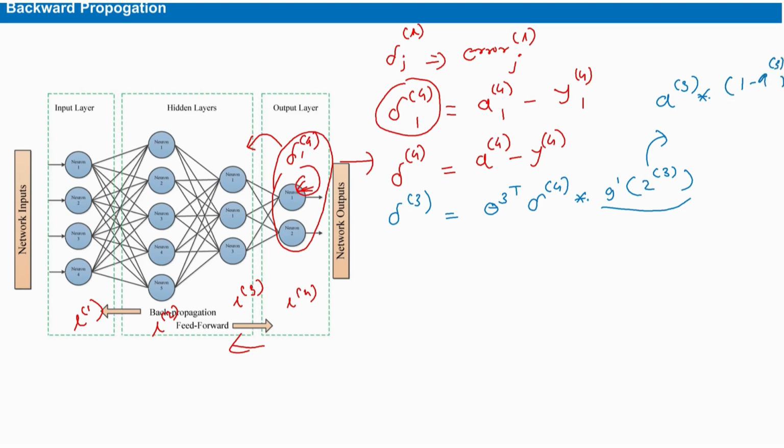When we solve this, we end up with this formula. Like that we will get delta 3, which is nothing but this.